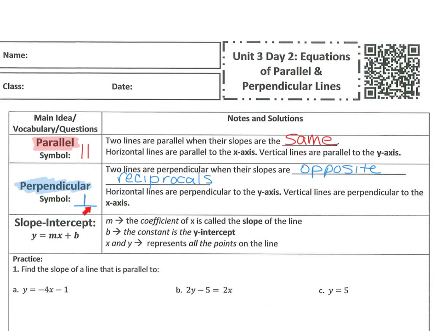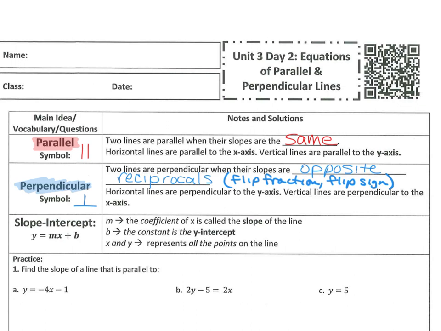Perpendicular lines, here's the symbol for perpendicular. Their slopes are opposite reciprocals. To help ourselves remember what that means, you're going to flip the fraction and you're going to flip the sign. Flip and flip.